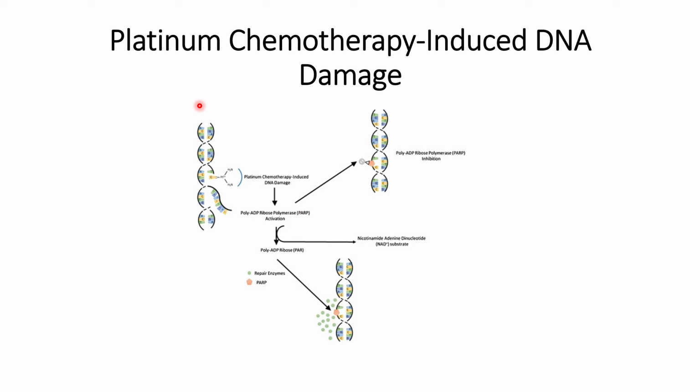So this platinum chemotherapy does both things. It activates the PARP pathway, and because of the activation of PARP pathway, it will recruit more repair enzymes. So that's how platinum chemotherapy works from a broad perspective. We are not going into detail in this video.